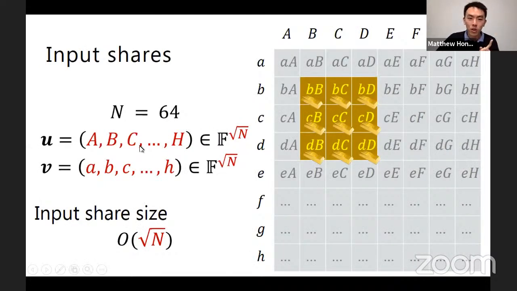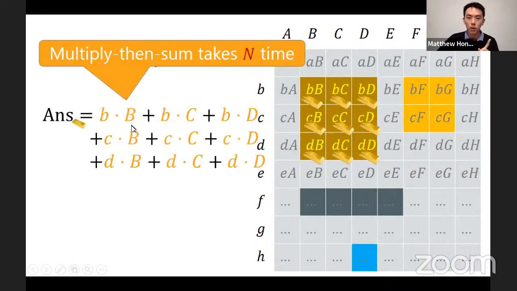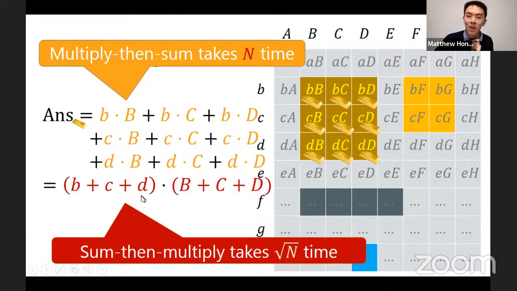The local input to the server consists of two vectors, each of length square root of N over a field. And the server is required to compute a degree two polynomial, which sums over all the terms corresponding to non-zero values in the database. So say for this region, we can see that there are nine summations here. But actually, since these are rectangles, we can do the factoring and obtain a sum multiplied by a sum. This will just take square root of N time.